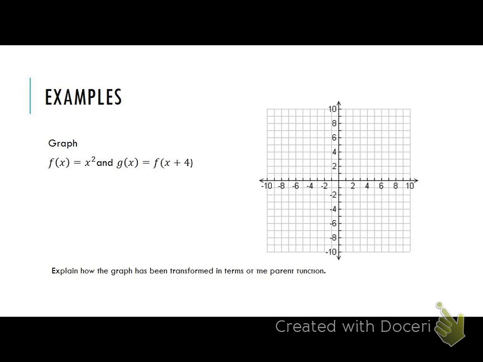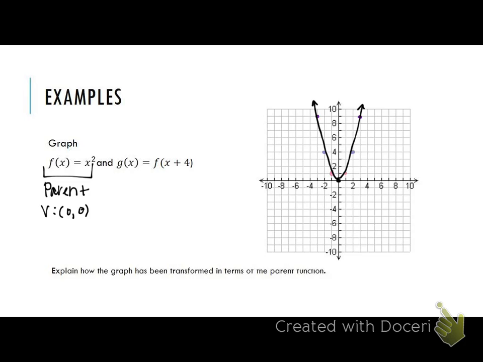Okay, so again, our default is always known as the parent. And we take our parent and we graph it. It has a vertex at 0, 0. If I go out 1, I go up 1. If I go out 2, I go up 4. If I go out 3, I go up 9. And you should be doing this at the same time I am, guys. Make sure you're paying attention. So this is the graph of f of x.